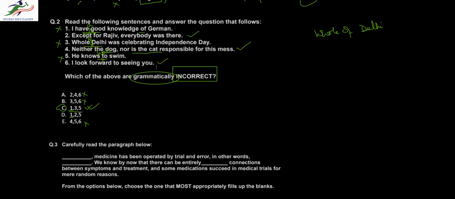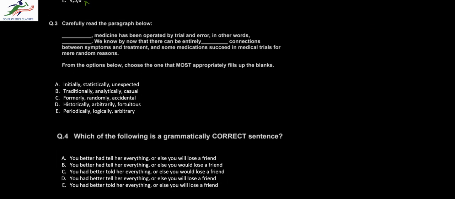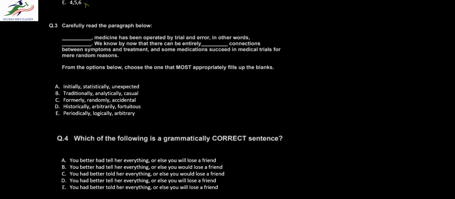We move to question number 3, which says again there are 3 missing words and we have to choose them from the given options. So let's see the sentence. It starts with a missing word, dash. Medicine has been operated by trial and error. In other words, dash. So trial and error means what? Trial and error means random. Trial and error means arbitrary.